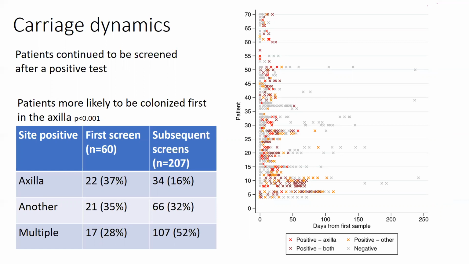So here are all our patients plotted out, and the little coloured crosses are when they had a positive test. If you ignore the middle line of this table that says 'another' for a moment, and just look at the proportion of patients that were colonized in the axilla and then multiple sites subsequently versus those that were colonized anywhere else, there appeared to be a preponderance of patients first colonized in the axilla at the first screen, more so than at any subsequent screen. So again, fitting with this idea that the temperature probes were important.